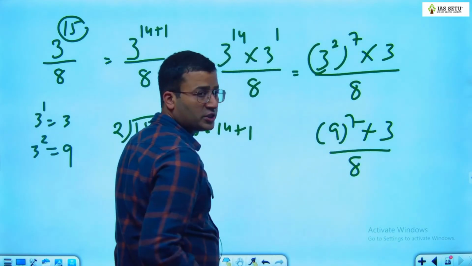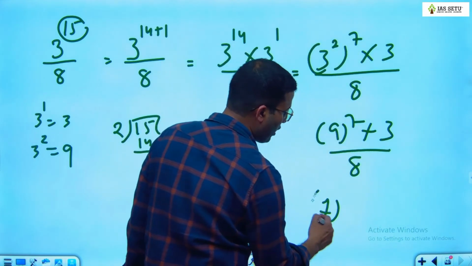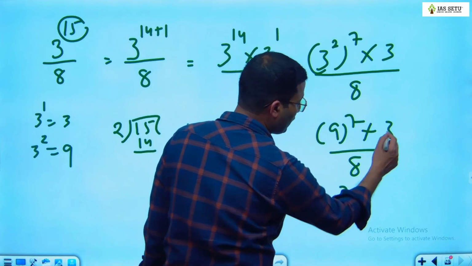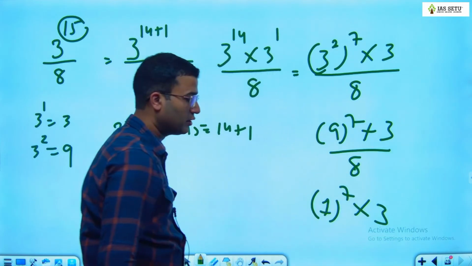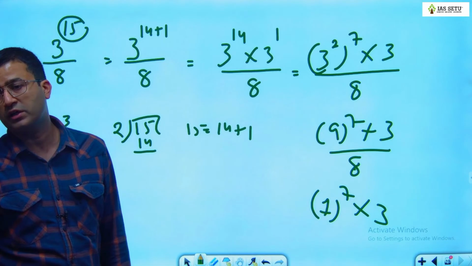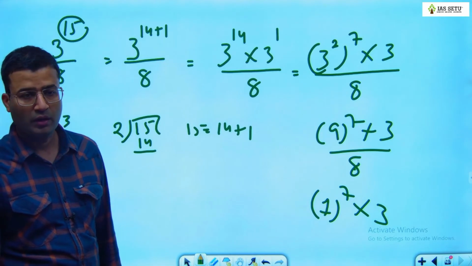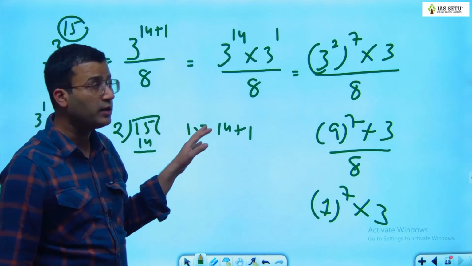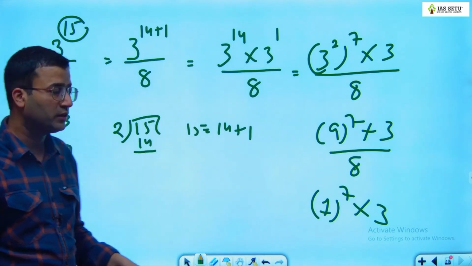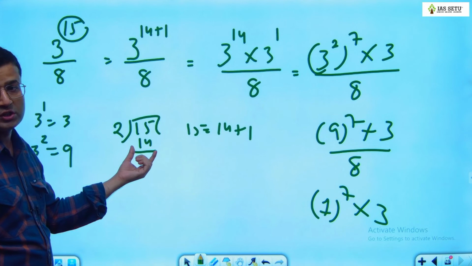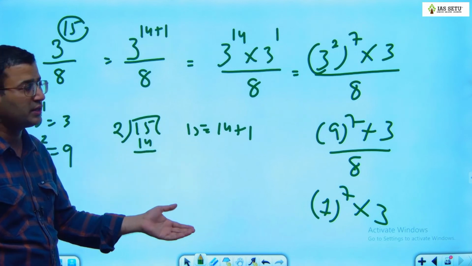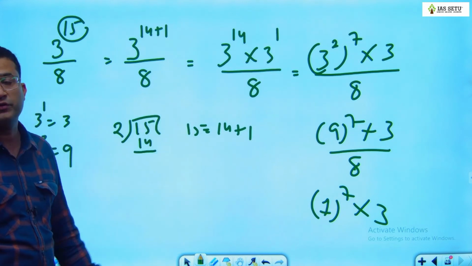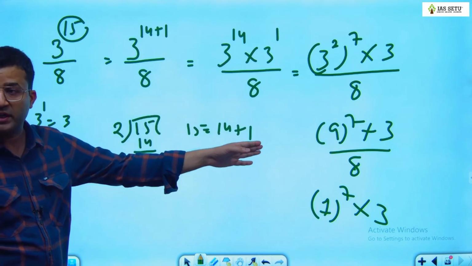Every 9 with respect to 8 gives remainder 1. How many times? 7 times. This 3 with respect to 8 remainder 3. 1 into 3. Our answer is 3. Okay. If there is exact pairing, okay. But if it is not exact pairing, then what do you do? You do one extra step: find where exact pairing is coming and what extra power we have, that we take separately, and that is important.